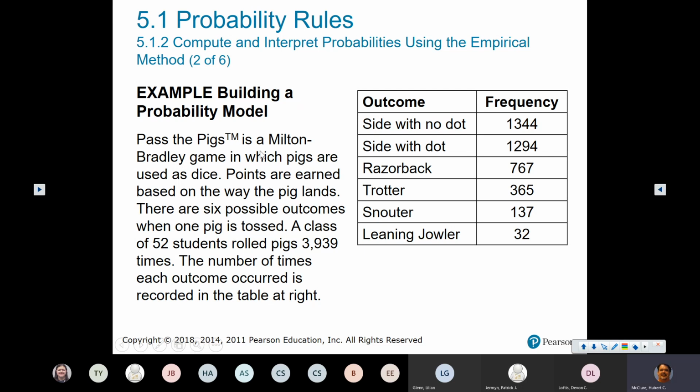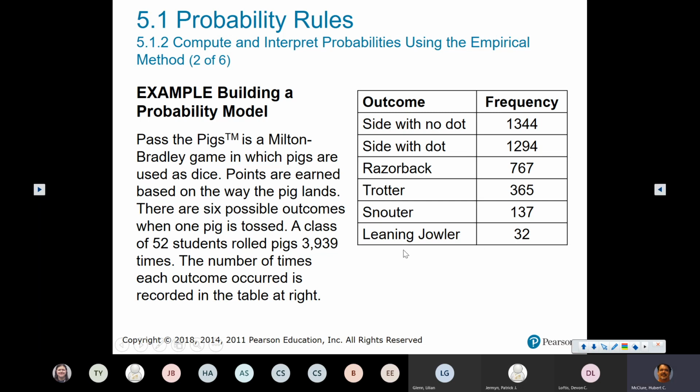Okay, I've never heard of Pass the Pigs, but there it is. And these are basically razorback, trotter, snouter, leaning jowler, whatever. And they rolled pigs 3,939 times.